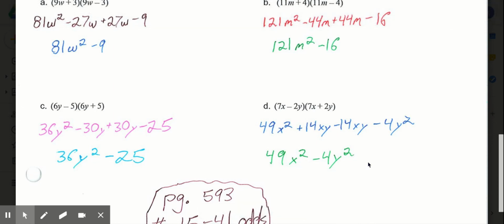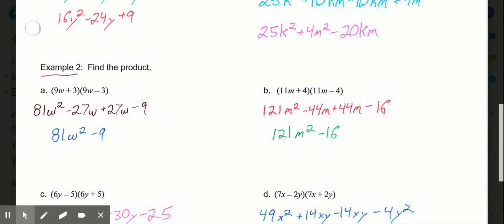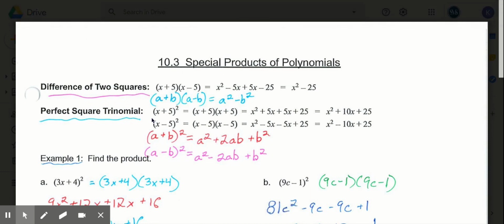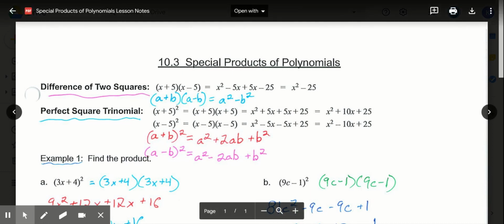So the purpose of these special products is in these scenarios where you have a difference of two squares or a perfect square trinomial, you can cut down the process of foiling and just apply these rules here.